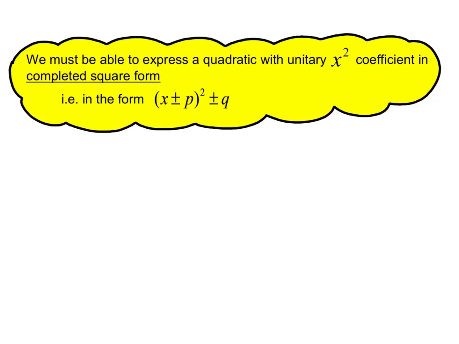In this video we're going to look at completing the square. Now, a couple of things about this. We need to be able to express a quadratic with a unitary x squared coefficient in completed square form. When we use the word form, we basically mean how does this expression appear?